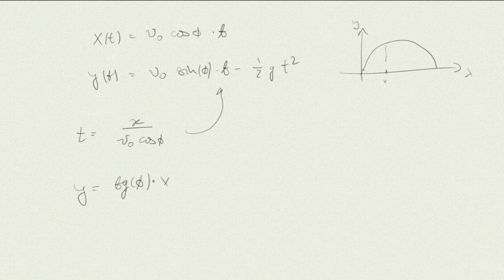And notice how this makes sense, because if this angle is phi, then the slope of this tangent line, which is the direction of the velocity, is the tangent of this angle phi. So it's tangent phi, and minus 1/2 g, and here we need x squared divided by v0 squared cosine squared of phi. So this is the equation.